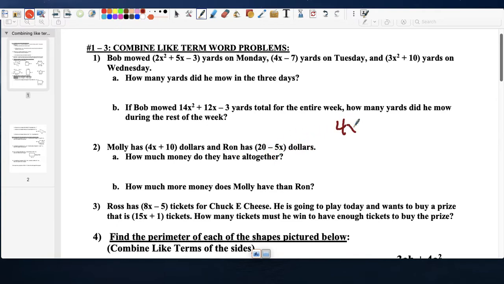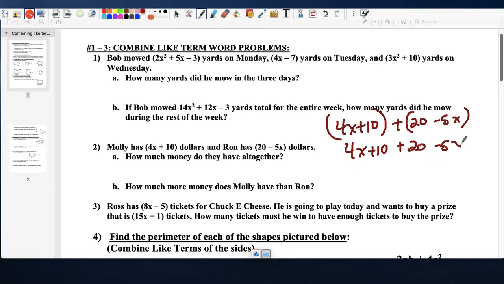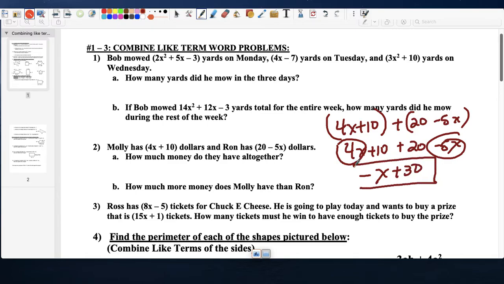Well, it would be this amount plus this amount. And now, again, we're going to combine like terms, so I can remove the parentheses. Everything's the same because in front of both parentheses there's an invisible positive one, so nothing's going to change. Combine like terms, so 4x and minus 5x, careful. It's going to be minus x, and 10 plus 20 is 30. So that's how much money they have together.